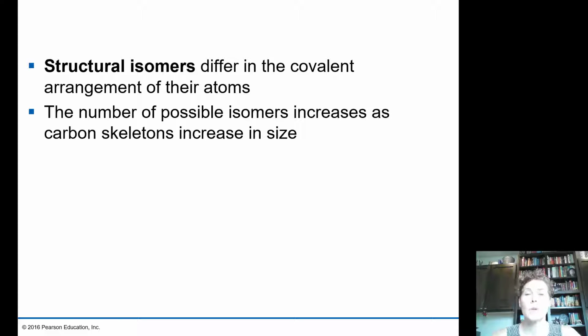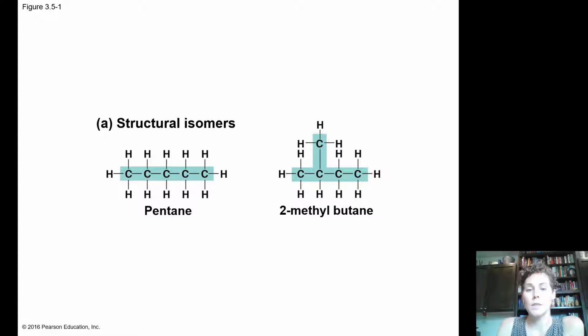So structural isomers differ in the covalent arrangement of their atoms. It's just arranged a little bit differently, but it still has the same elements, the same molecules. The number of possible isomers increases as carbon skeletons increase in size. So here's an example of two structural isomers. 1, 2, 3, 4, 5 carbons in each one. 1, 2, 3, 4, 5, 6, 7, 8, 9, 10, 11, 12 hydrogens. So it's C5H12 for both of them, but they're arranged differently.